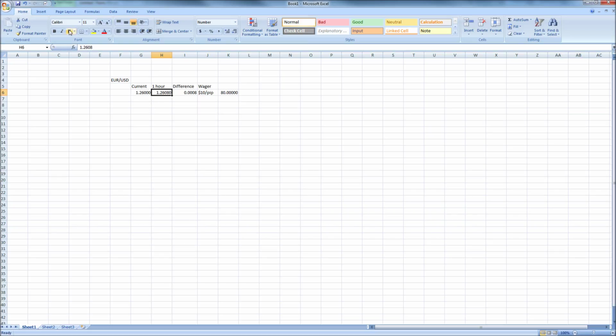Now, remember, if it's 8, it won't go by this last digit, okay? The 4th digit, the 5th digit, including the first one before the decimal point, is called a pip. Micro pips are the last digit. If it's a 6-digit currency like this one, the last digit is the micro pip. It's not measured by micro pip, it's measured by pip. So this right here is 8 pip movement, and 8 pips times the amount you wagered, $10 per pip, is $80.